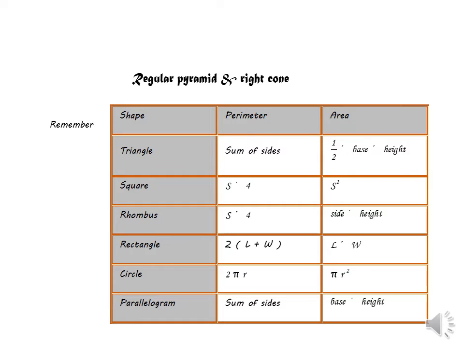Try to remember, if we have a shape like a triangle, the perimeter equals the sum of its sides and the area equals half times base times height.